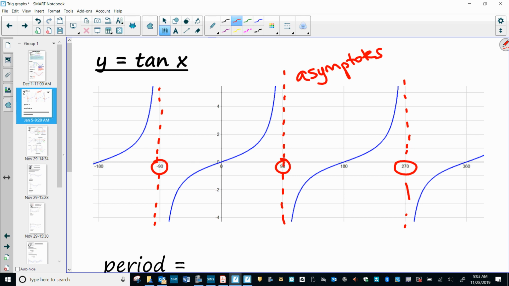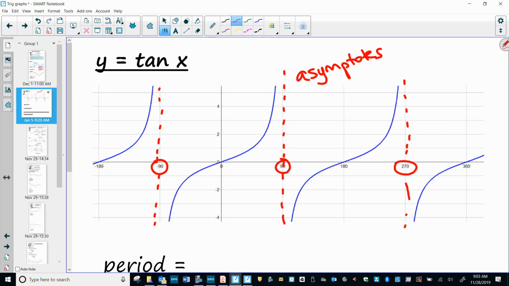How do you spell asymptotes? Asymptotes. It's at the bottom of the page. T-O-T-E-S.